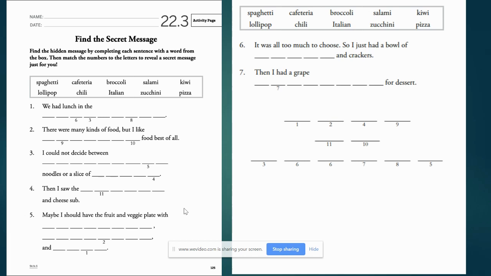We had lunch in the chili? Nope. We had lunch in the broccoli. Nope. We had lunch in the Italian. That doesn't make sense either. We had lunch in the salami. Nope. We had lunch in the zucchini. Nope. We had lunch in the kiwi. Nope. We had lunch in the pizza. Nope. None of those options made sense either, so it is fitting that cafeteria fits in the blank. We had lunch in the cafeteria.